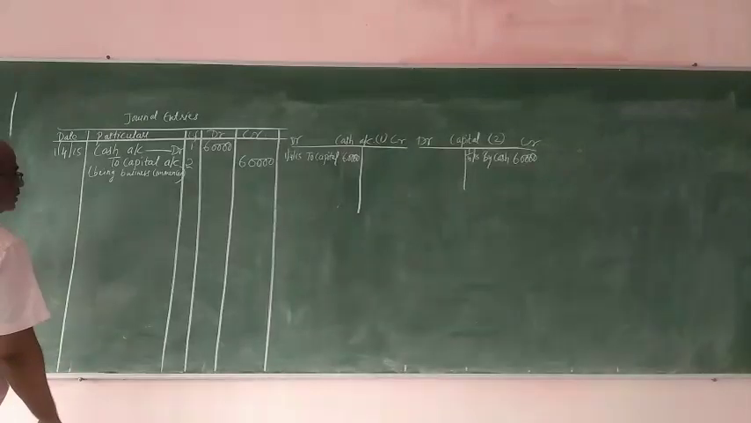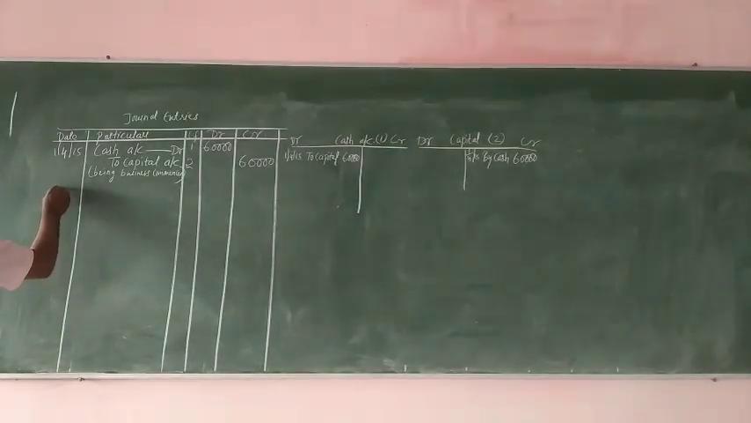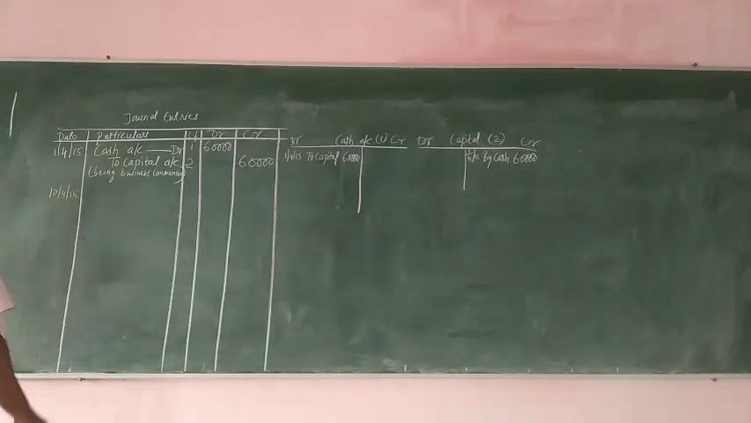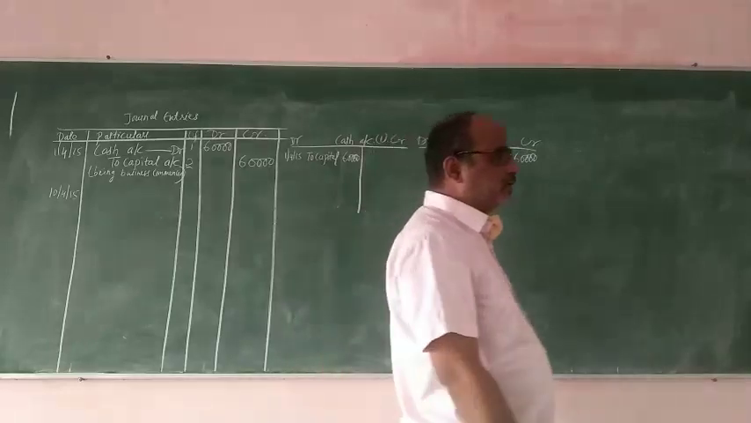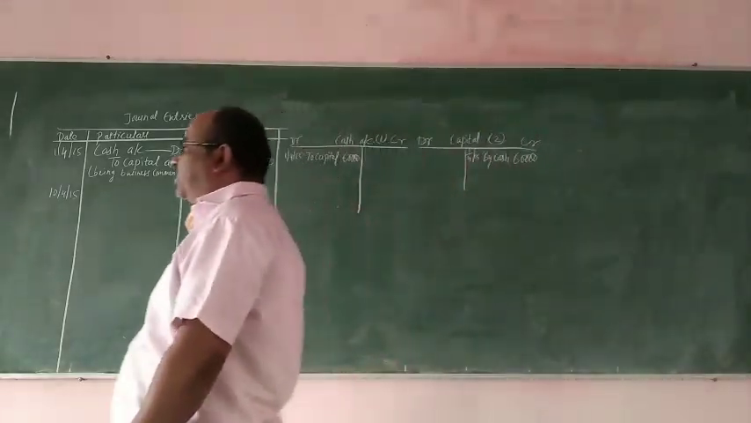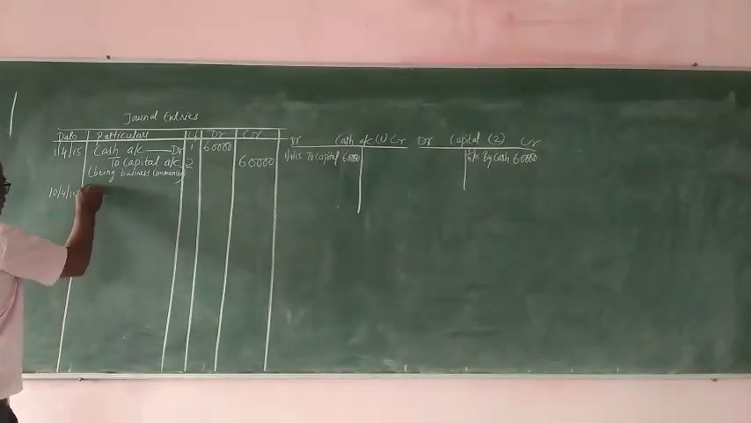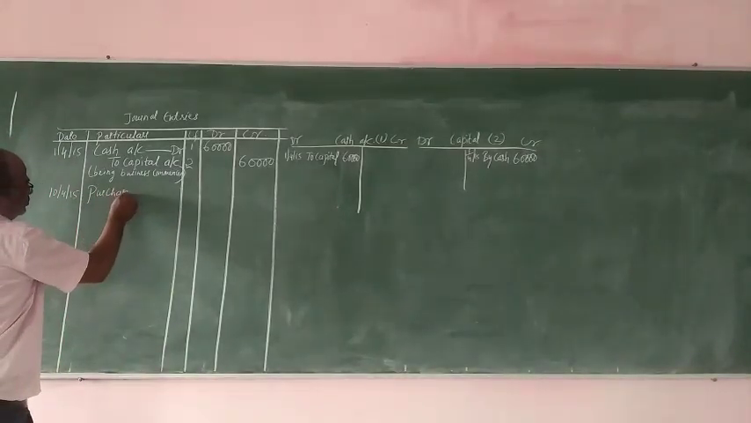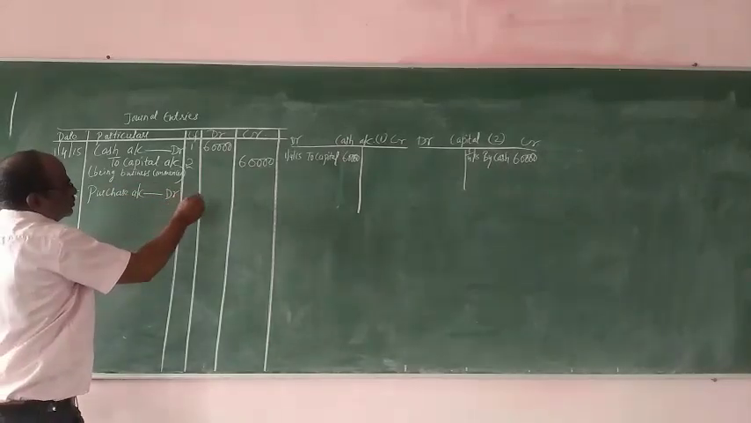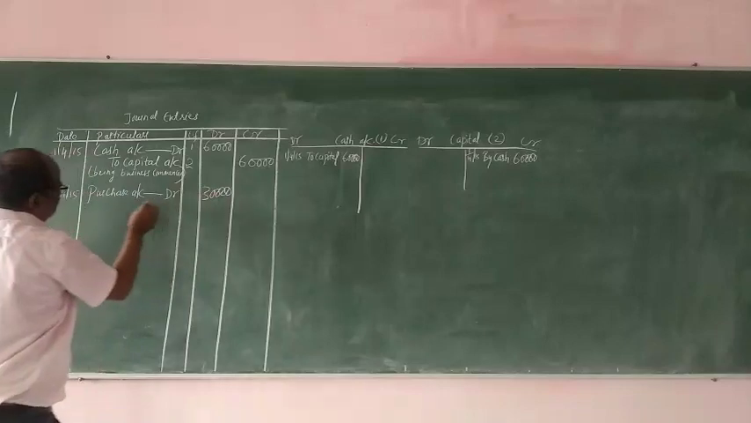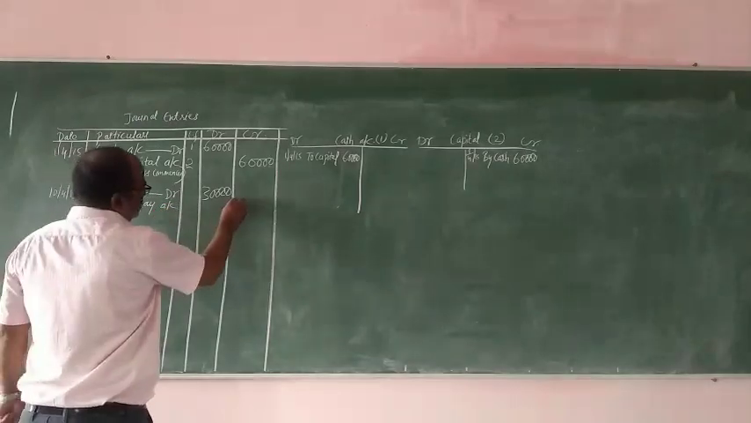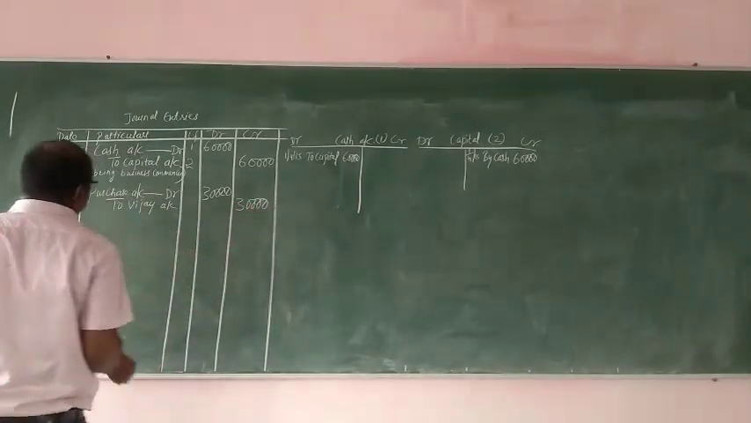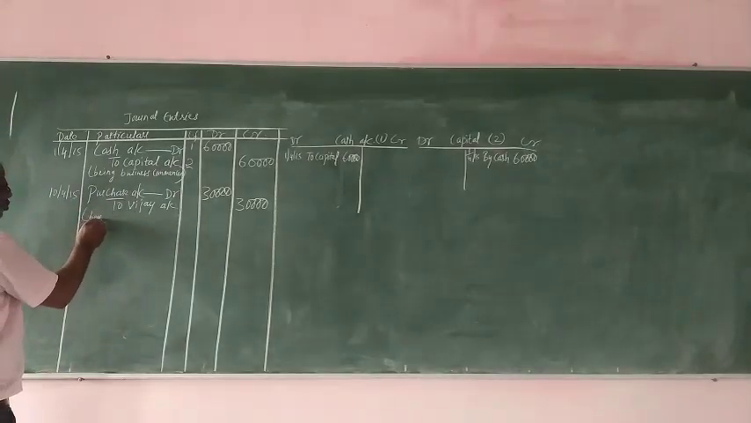So let us see the next transaction. 10/4/2015. Purchase books of rupees 30,000 from Vijay. So what will be the journal entry? Purchase account debit to Vijay account. Being goods purchased from Vijay.